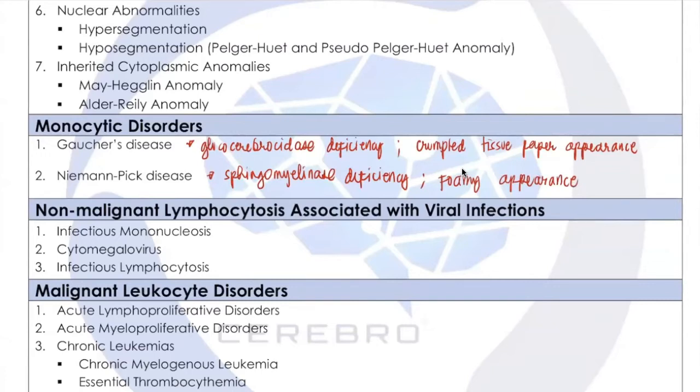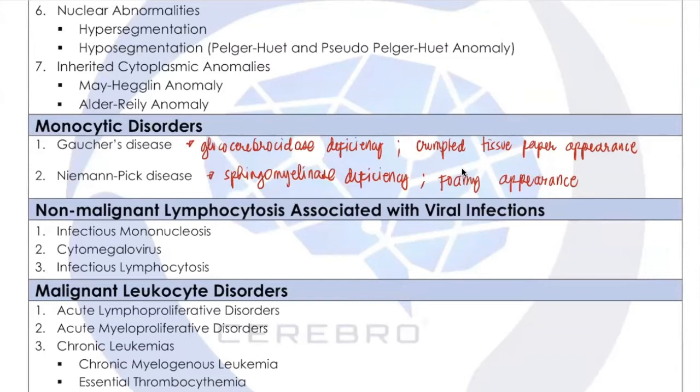Next, we go to the non-malignant lymphocytosis that is associated with viral infection. So we have three here. We have infectious mononucleosis, cytomegalovirus, and infectious lymphocytosis. So take note of the causative agents.